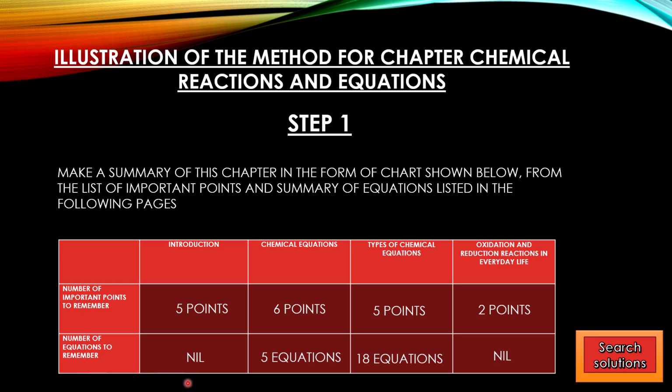And for the number of equations, in the introduction there are no important equations, whereas in chemical equation there are 5. And in types of chemical equation, there are 18 equations. And in oxidation in our everyday life, there are nil equations.